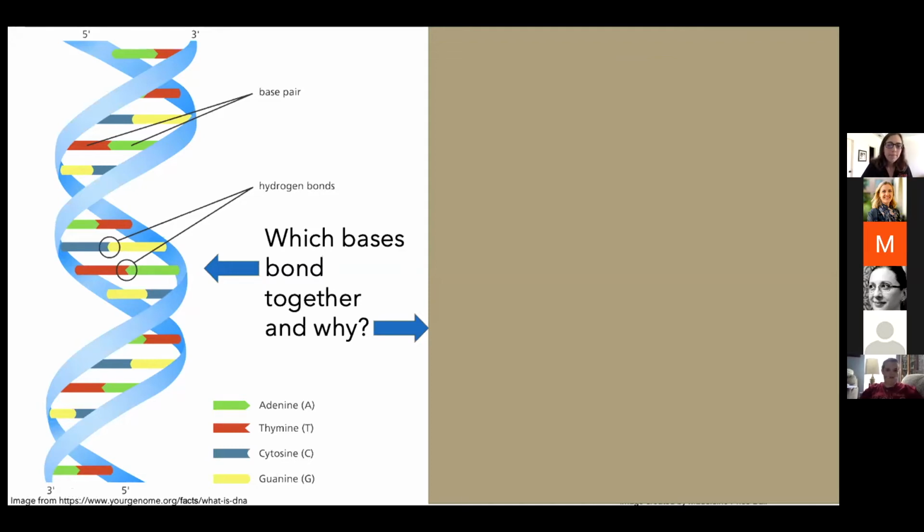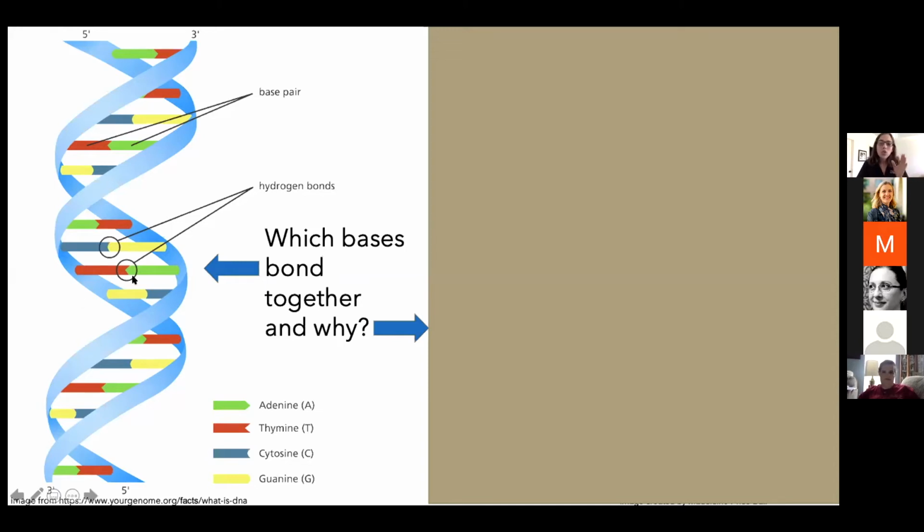Yes, when there's a mutation. Okay, when there's a mutation, right. But in this image, do you ever see it? I don't see it. Very good. So the question is why? Why does adenine only bond to thymine and cytosine only bond to guanine? We never see an exception in this image.